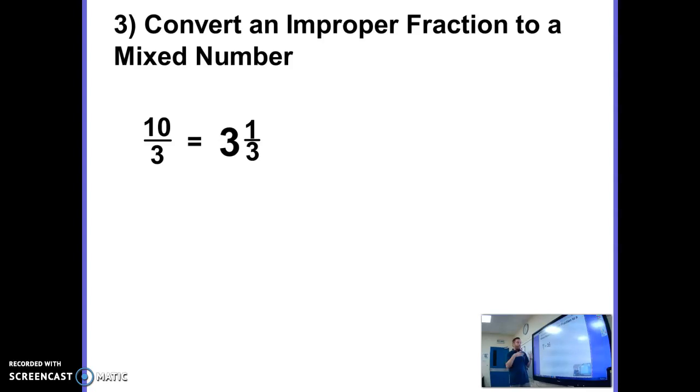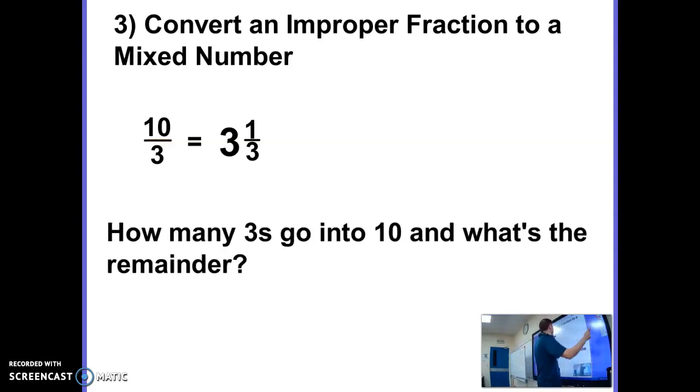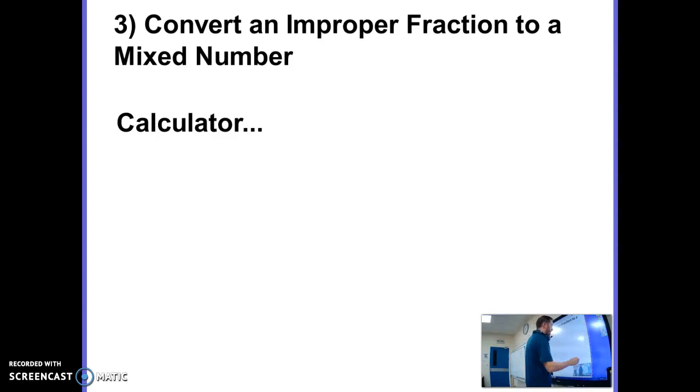How do we do that without drawing the diagrams? Well, all we're saying is this line here means divide. If you're comfortable with that, we're just doing 10 divided by 3. How many 3's go into the 10 and what's left over? How many 3's go into 10? 3. What's left over? 1. Okay? So you say, how many 3's go in, how many of the denominator go into the numerator, and what's left over? Right. See if you can have a go at that.